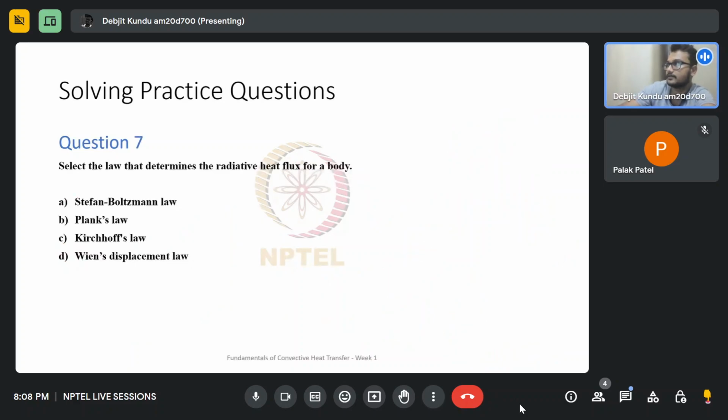Okay, so we will move on to question number 7, which is asking us to select the law that determines the radiative heat flux for a body. Is it option A, Stefan Boltzmann law? Option B, Planck's law? Option C, Kirchhoff's law? Or option D, Wien's displacement law?